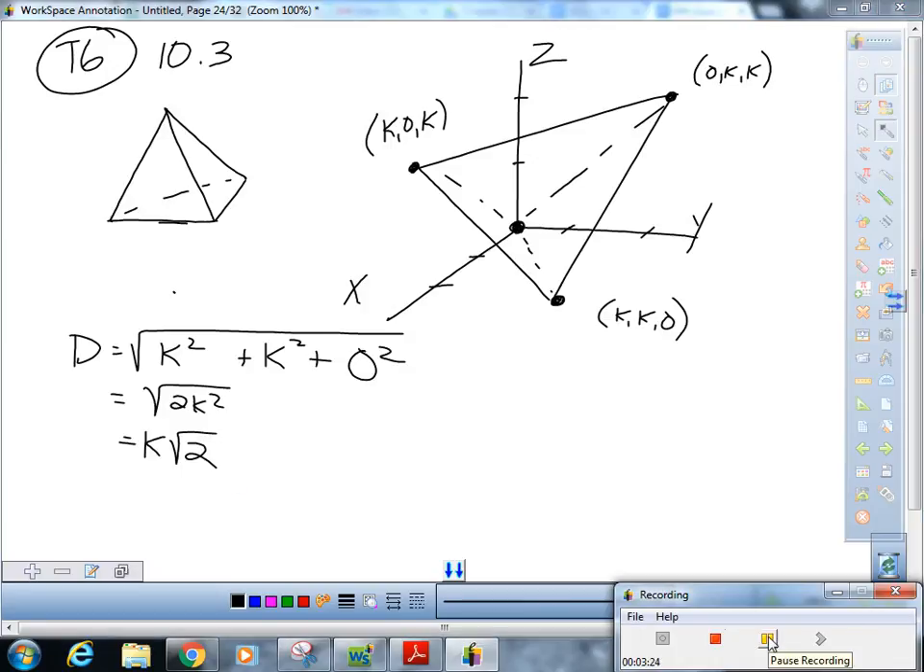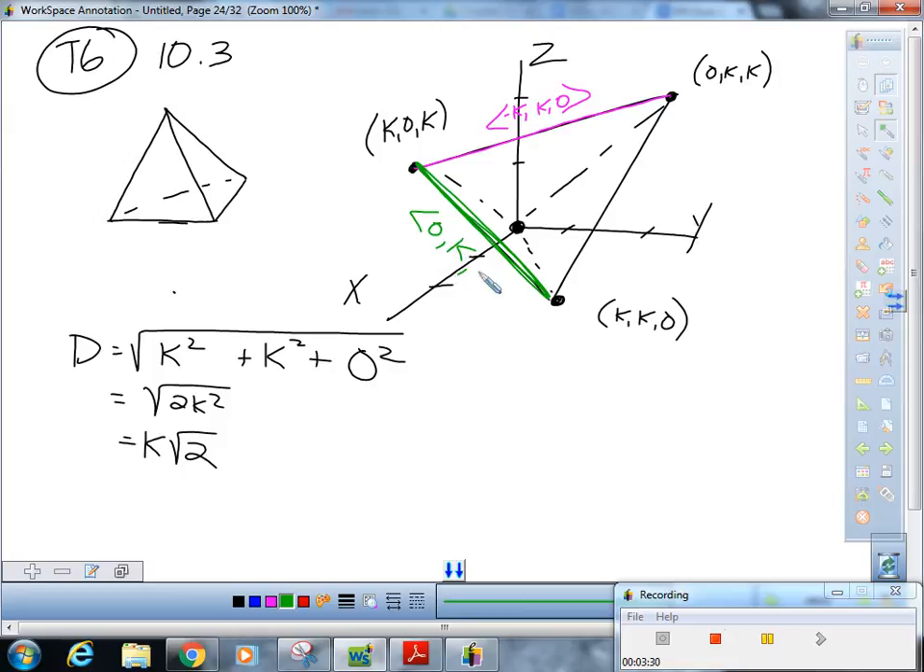Okay, so find the angle between any 2 vectors. So let me name this as a vector right here, this pink one. So we would call that negative k, comma, k, comma 0. You could go the other way. It shouldn't matter. And then we'll call the green one k minus k, 0, k minus 0, k, and negative k.